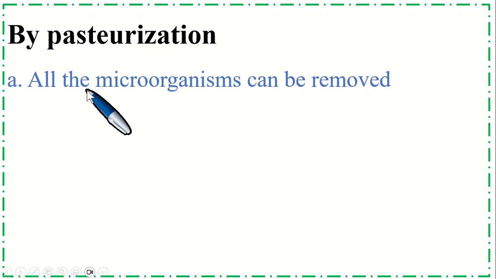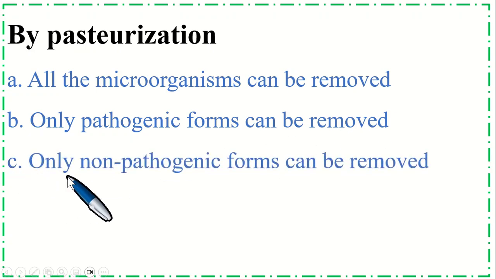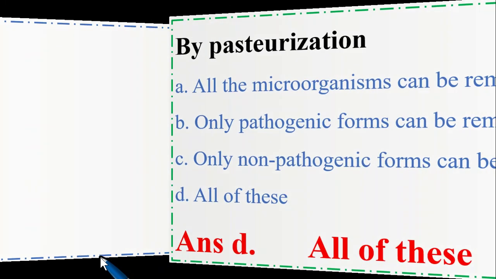By pasteurization, option A all the microorganisms can be removed, B only pathogenic forms can be removed, option C only non-pathogenic form can be removed, and option D all of these. So the correct option is D.